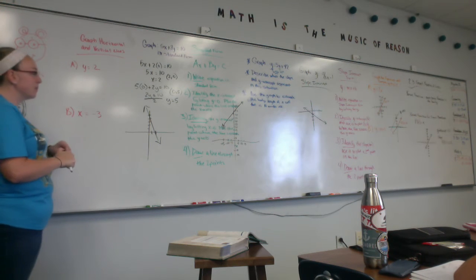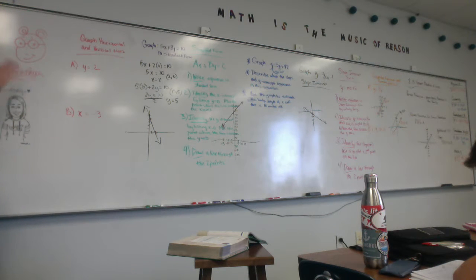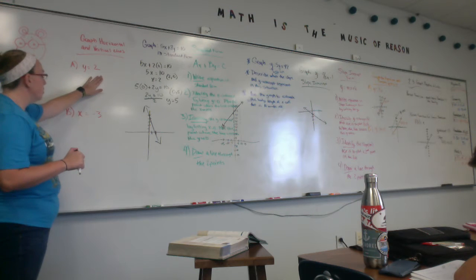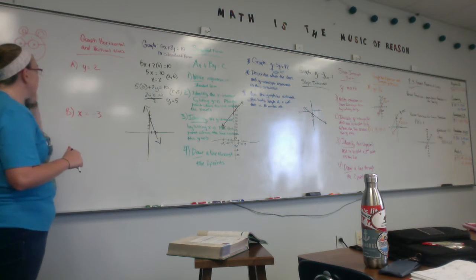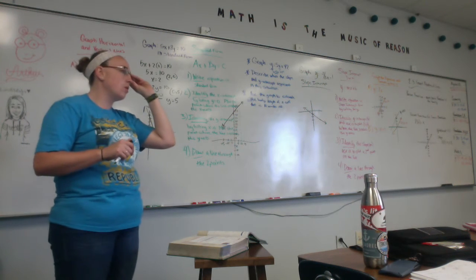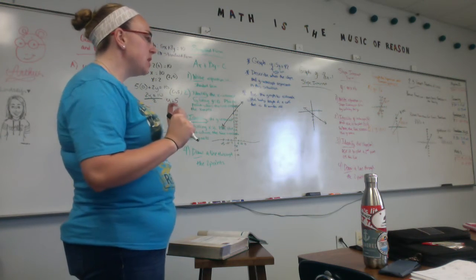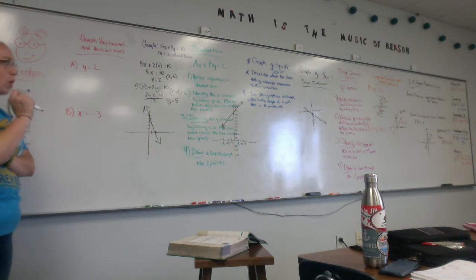Can we handle that? The last type of graphing you have are just straight up horizontal and vertical lines. If something is set equal to just a number, like y equals 2 or x equals -3, it's either going to make a horizontal or vertical line. Does horizontal go with x equals something or with y equals something? With y. Good, Jeremiah.